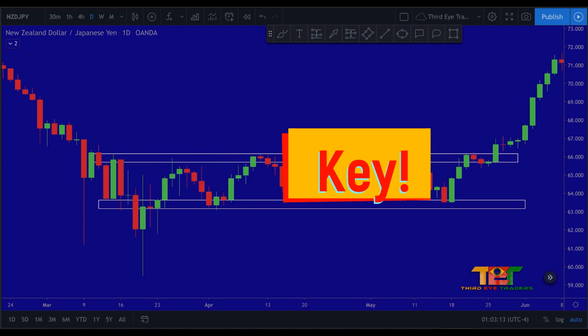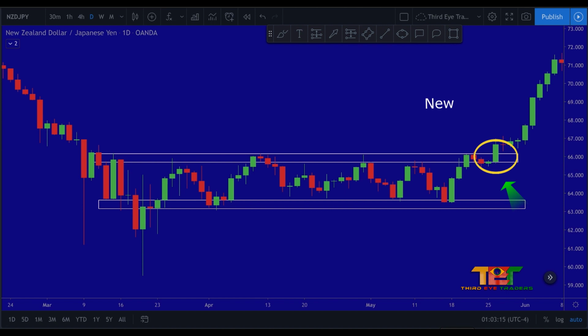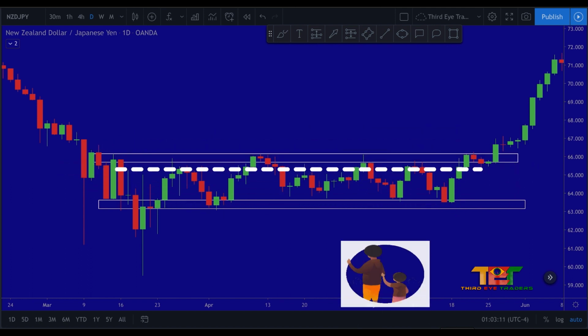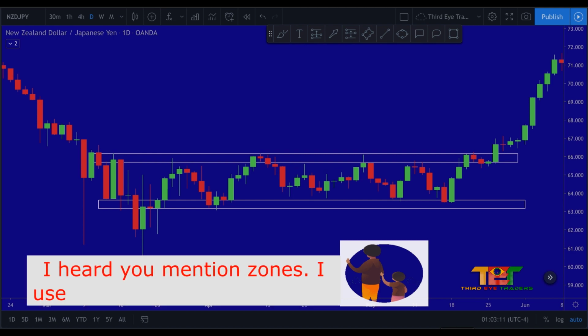When price action breaks above resistance, it becomes the new support. And when price action breaks below support, it becomes the new resistance. We hope now that you have a basic understanding of what support and resistance is. Next, we're going to go over our step-by-step guide and what we look for so you can start implementing this today.